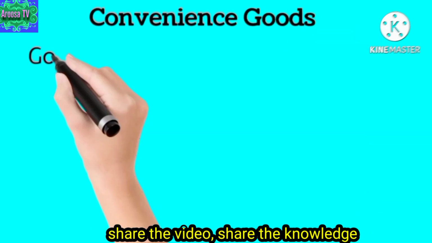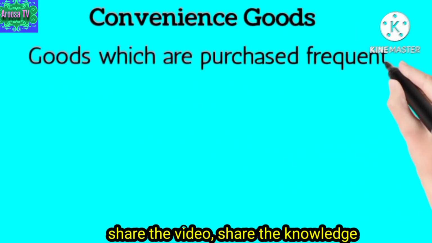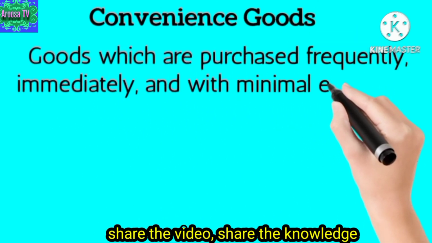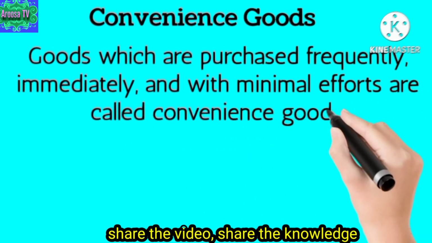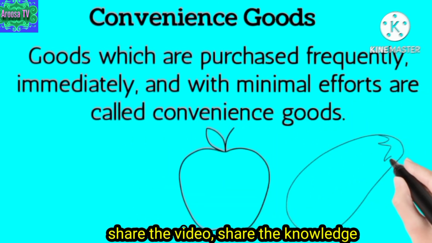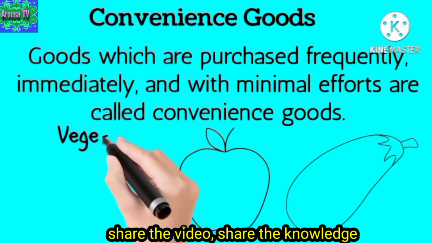Defining convenience goods. Goods which are purchased frequently, immediately, and with minimal efforts are called convenience goods. Fruits, vegetables, soft drinks are the examples of convenience goods.